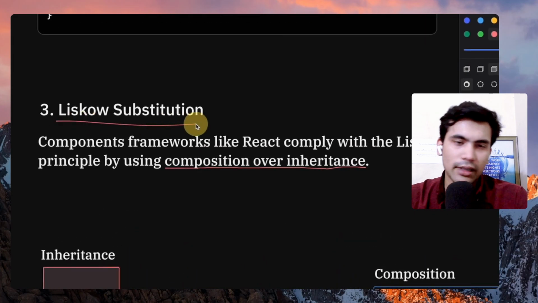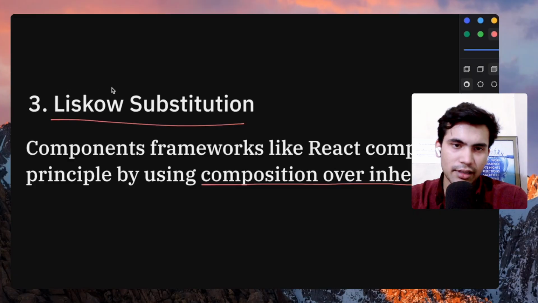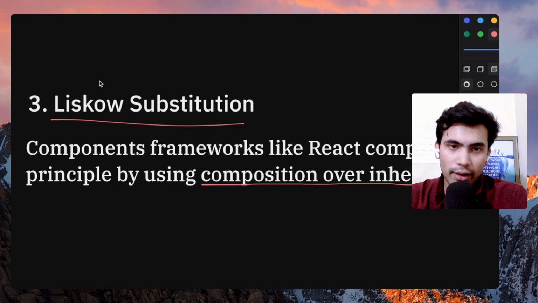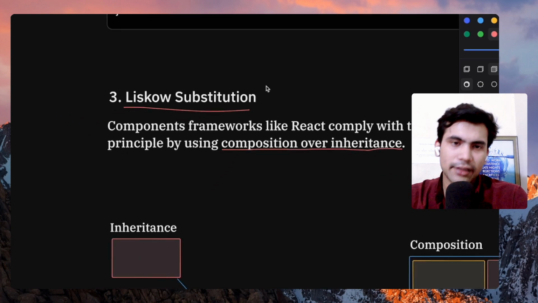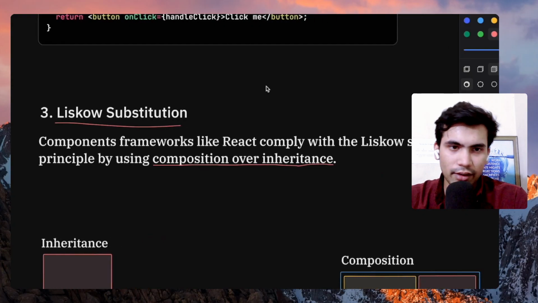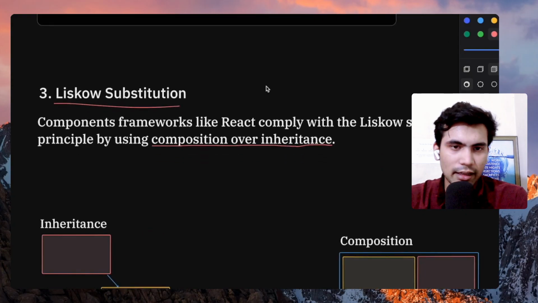And basically, what Liskov substitution mentions is that any child of a parent class should be able to have all the functionality of the parent. This one is a bit complex, and it's really very relevant if you were working with Java. And in React, it doesn't make a lot of sense because React already solved these problems.